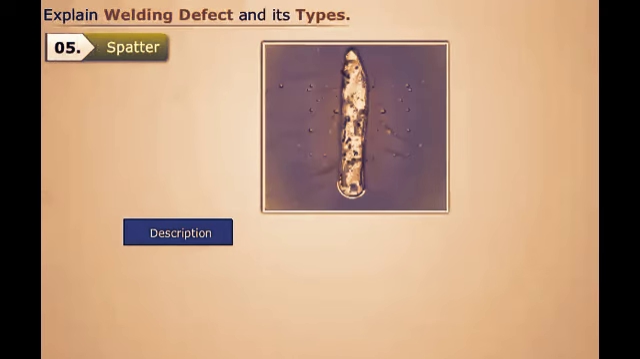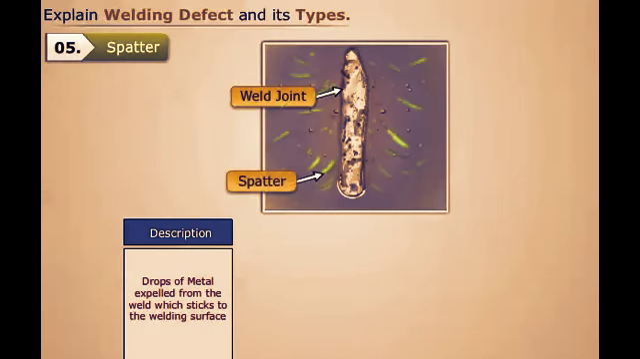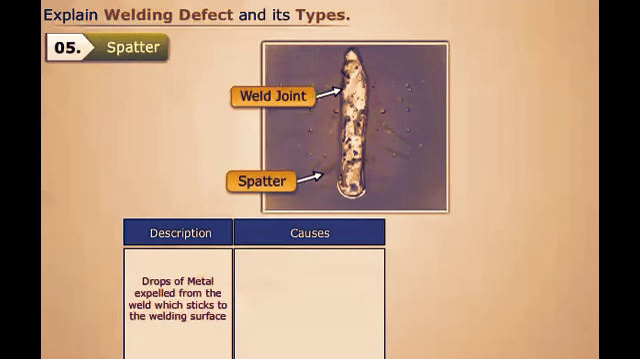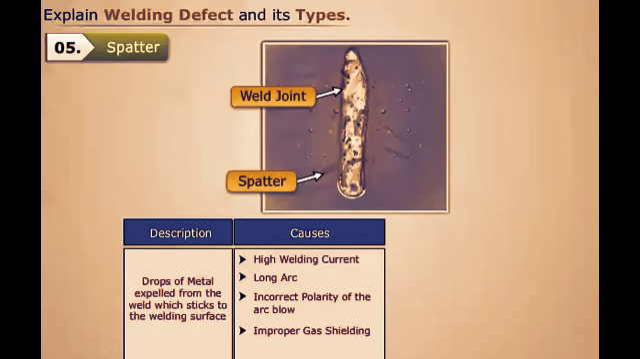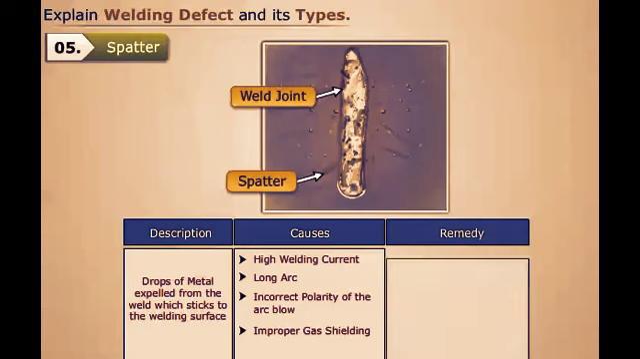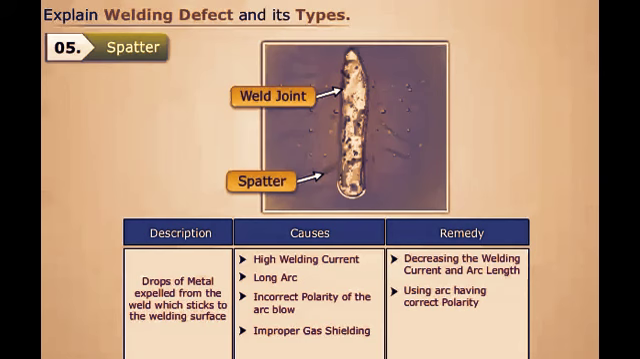And spatter refers to the drops of metal expelled from the weld which sticks to the welding surface. It mainly occurs due to high welding current, long arc, incorrect polarity, arc blow, and improper gas shielding. Spatter can be avoided by decreasing the welding current and arc length, by using arc having correct polarity, and by checking the correct shielding gas type and its flow rate.